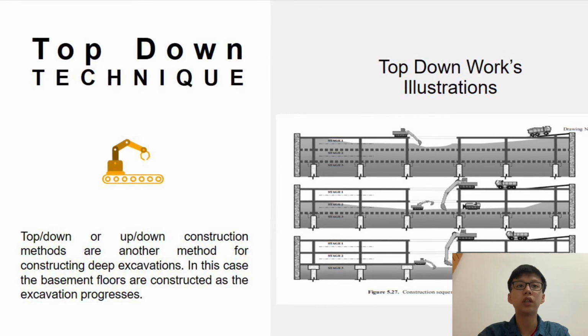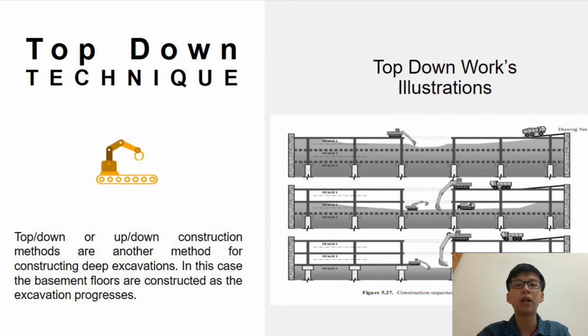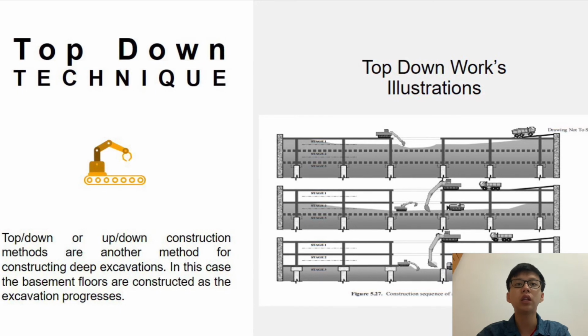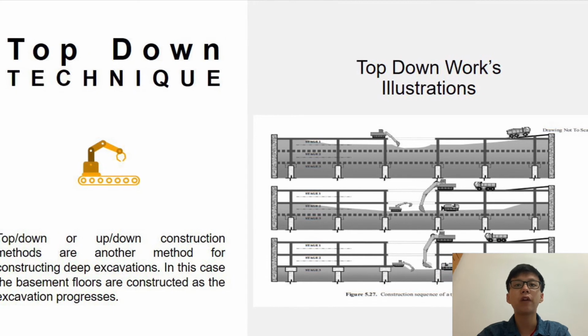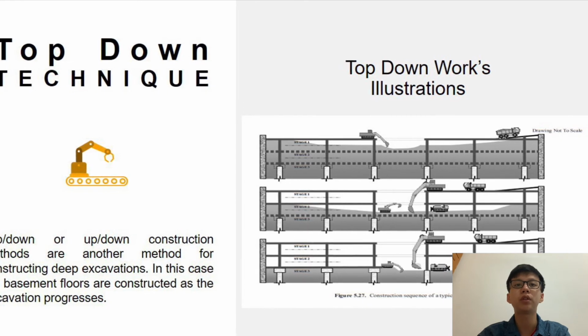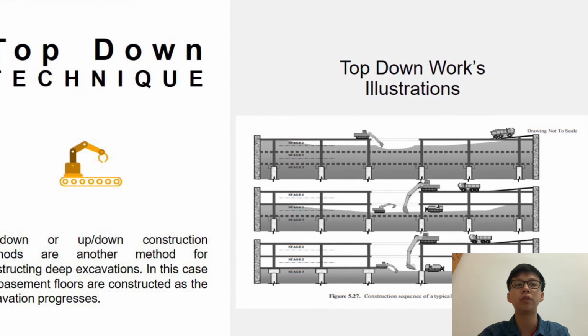Top-down construction is defined by use of the permanent internal structure as the temporary propping to the retaining wall, cast in the top-down sequence. The higher level slabs are cast before the lower level slabs to act as horizontal frames for wall support as the excavation progresses.